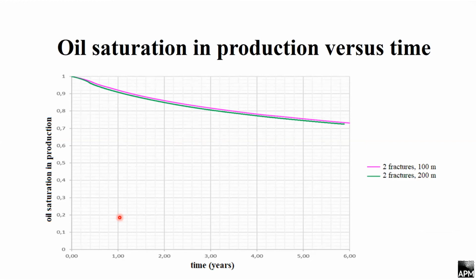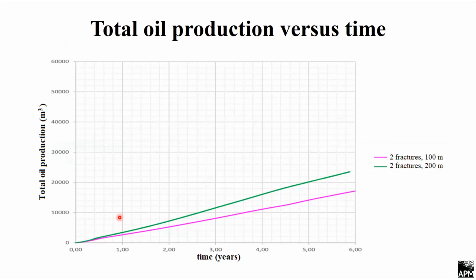Initially, only oil is extracted, but then the water breaks through to the production well. A mixture of liquids is extracted. Here, the dependence of the oil fraction content in production on time is presented. We can conclude that the quality of oil in production, in the case when the fracture is 200 meters, decreases faster than in the other case.